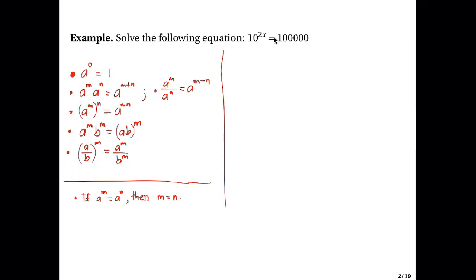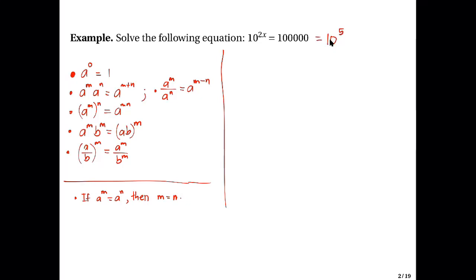And then on the other side of the equation, there's only a constant. Then the first thing that you can do is think of a way to write the constant in terms of a power with the same base. So for example, this 100,000 here, we try to write this as a power of 10. And we know that this 100,000, you can write this as 10 raised to power 5.